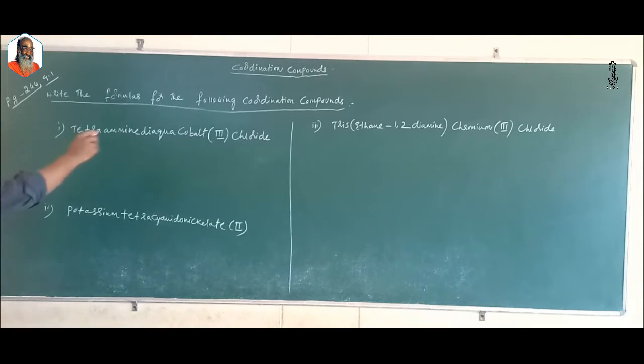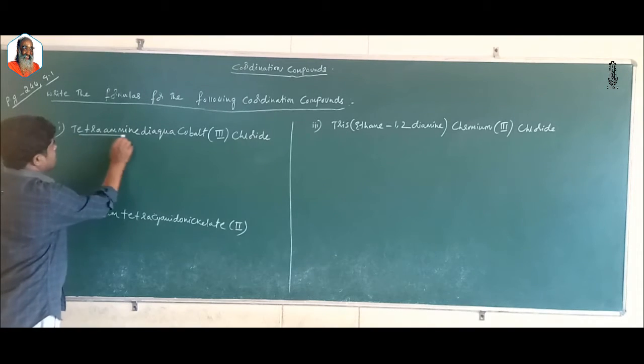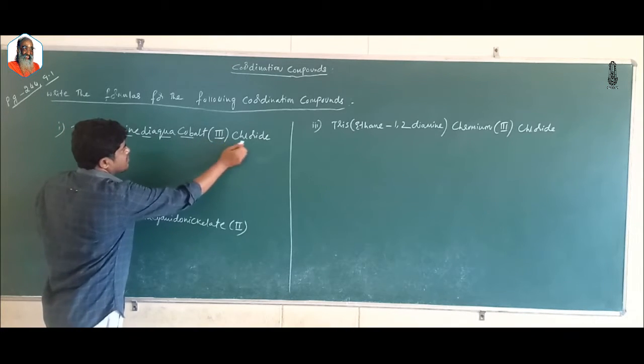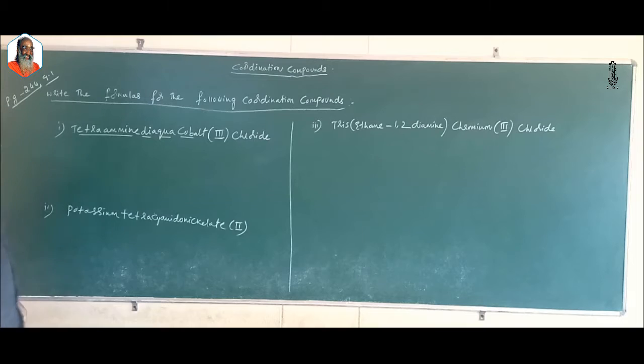Here we will be writing the formulas for the following coordination compounds. Page number 244, 9.1 in-text exercise. It is tetraamminediaquacobalt(III) chloride. Please be careful here. There should not be any space between the ligands, that you know.